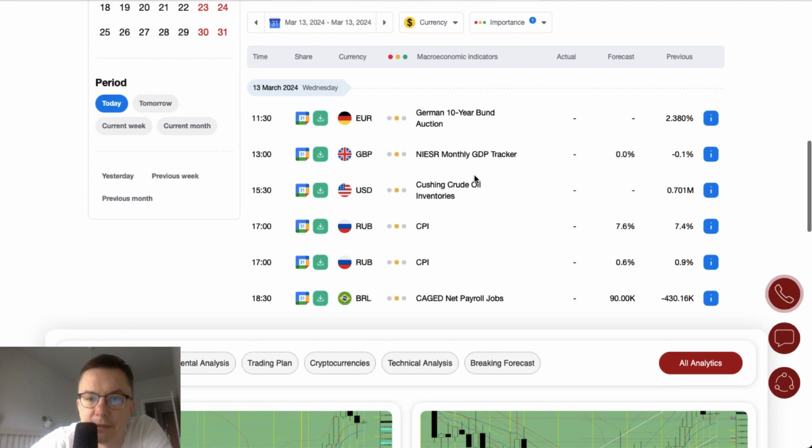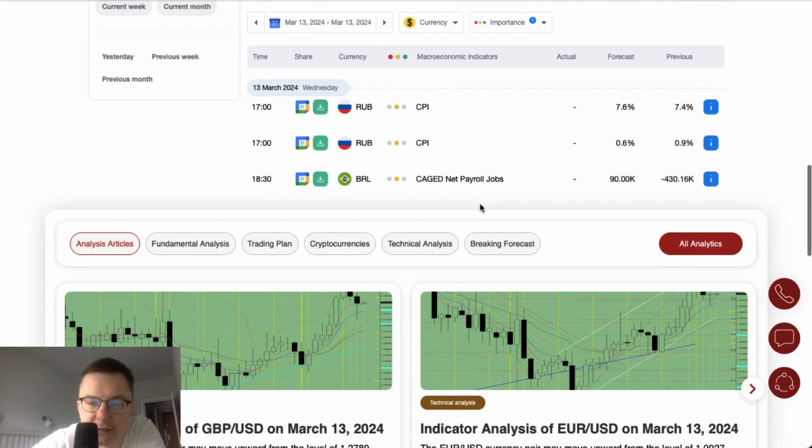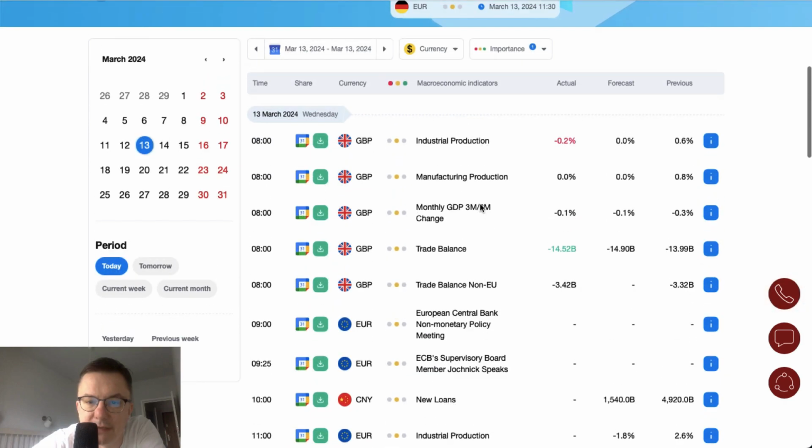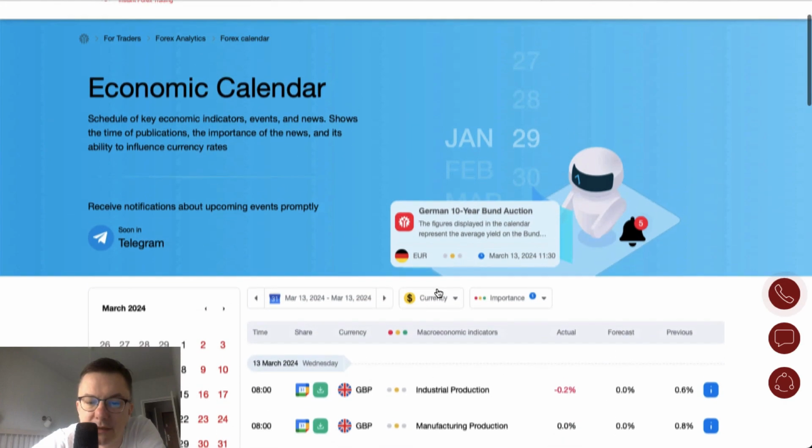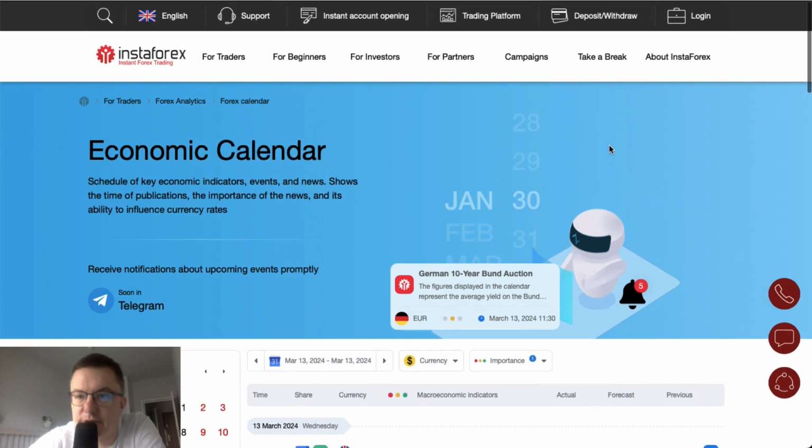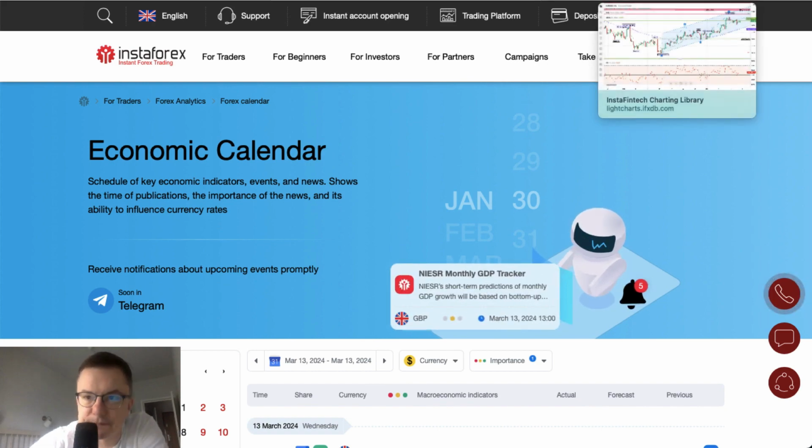Then we have the German 10-year Bund auction, 11:30. 1 p.m., monthly GDP tracker from the UK. Then, of course, the crude oil inventories scheduled for release at 3:30. And this is it for today in terms of data. So there's plenty of data from the UK, so we will definitely switch to the British pound soon.